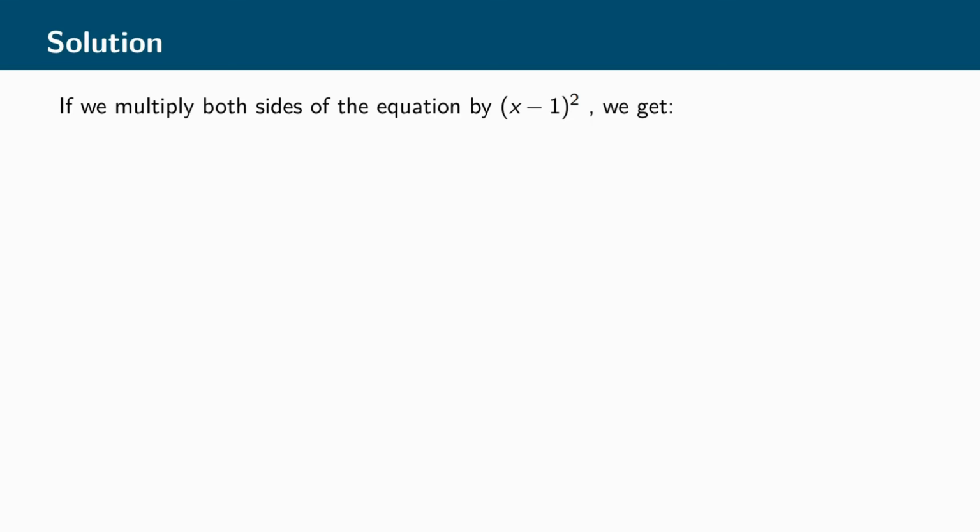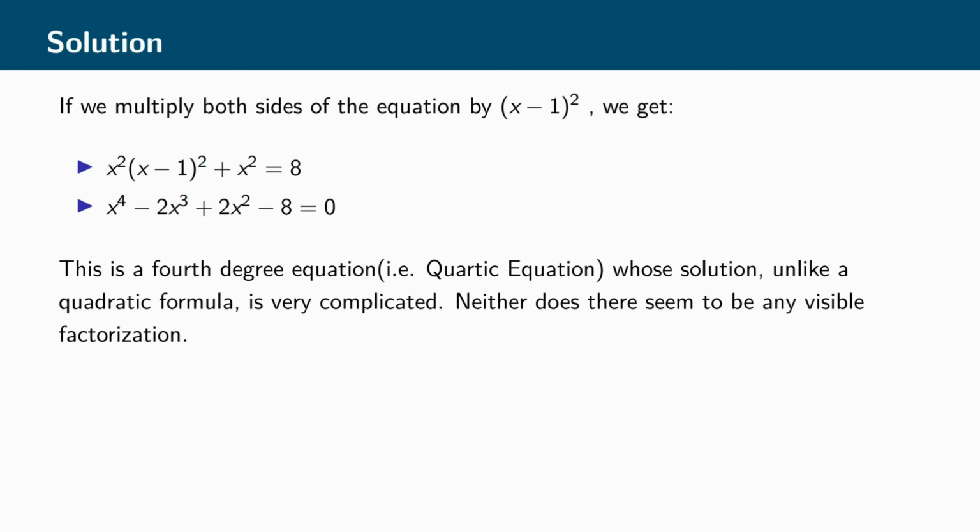If we multiply both sides of the equation by (x minus 1) whole square, we get x square times (x minus 1) whole square plus x square equals 8. Upon expansion, we get x to the 4 minus 2x cubed plus 2x square minus 8 equals 0.